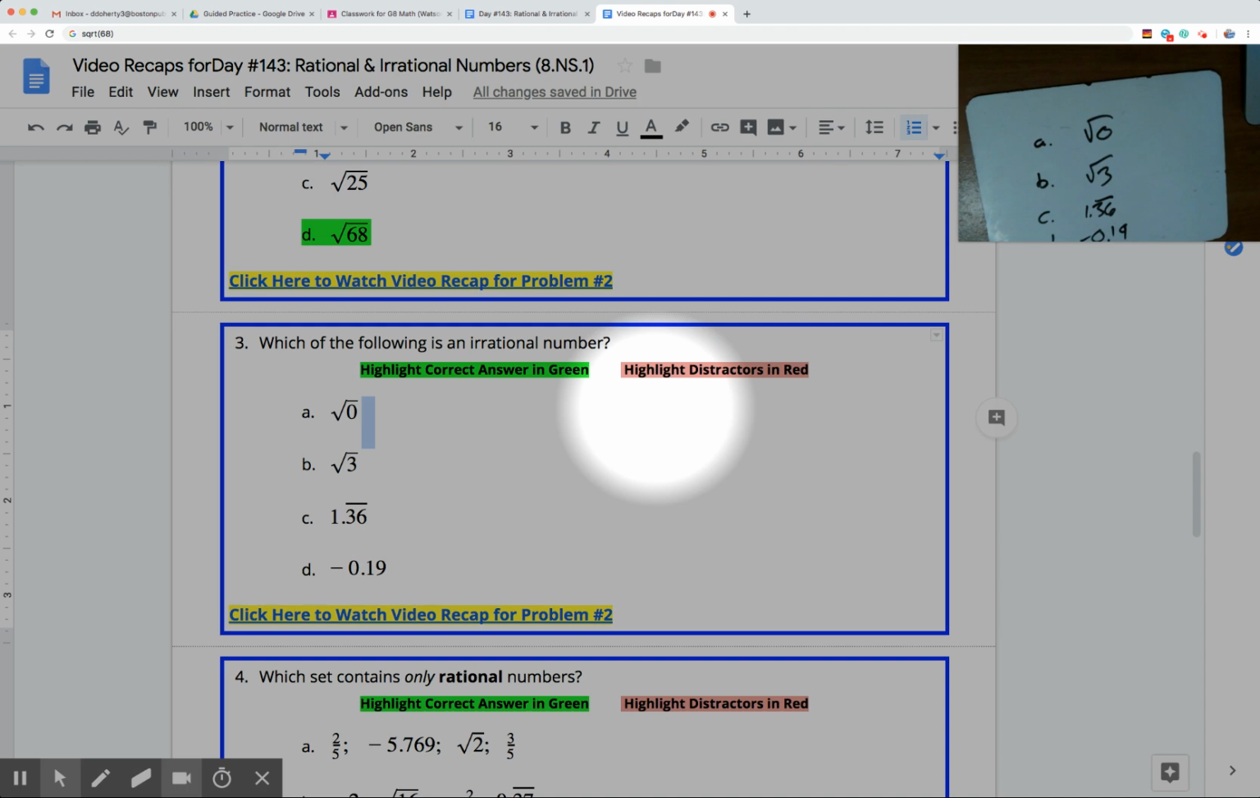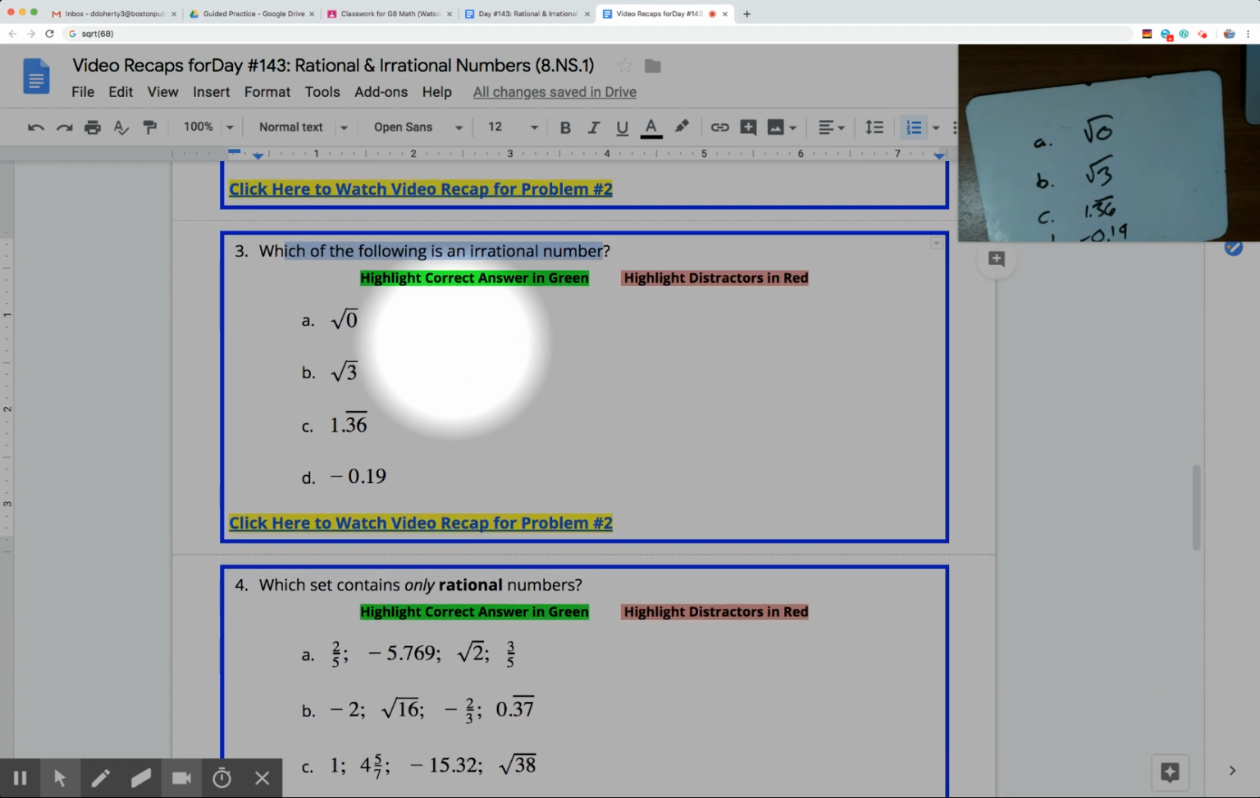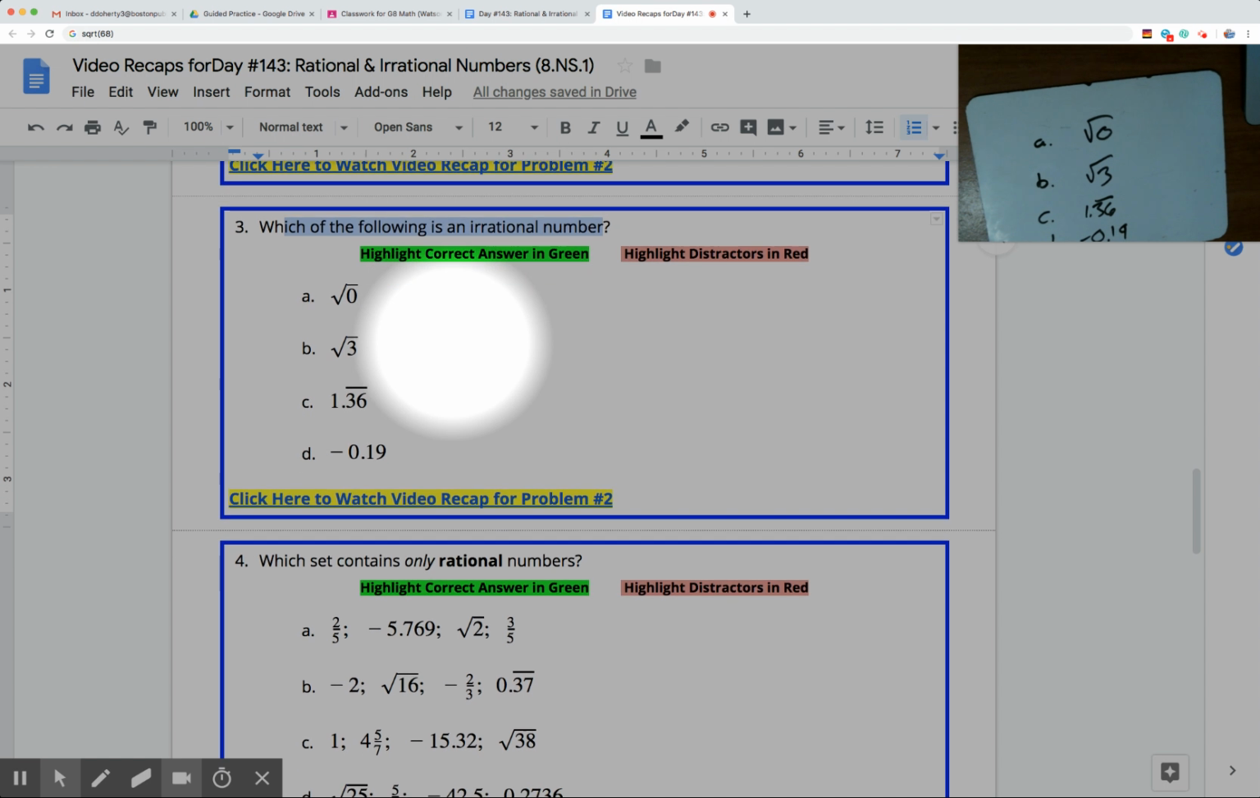Practice problem number 3, very similar to number 2. It's another actual MCAS question and asks us which of the following is an irrational number. So again, we need to focus on rational numbers, those that we can write as ratios or fractions. Irrationals are the numbers that can never be written as a ratio of two integers or as a fraction.